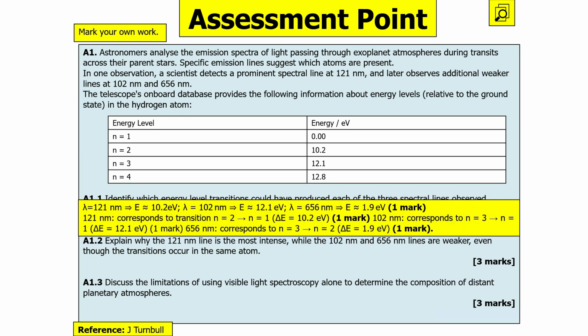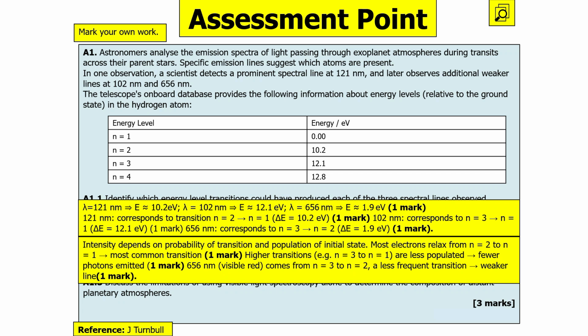Right, in this first one, when we work it through by doing E equals hc over lambda, E will be approximately 10.2 eV for 121 nanometers, 12.1 eV for 102 nanometers, and 1.9 eV for 656 nanometers. So 121 corresponds to n equals 2 to n equals 1, 102 corresponds to n equals 3 to n equals 1, and 656 corresponds to n equals 3 to n equals 2. Now the intensity depends on the probability of the transition and how populated each of the states are.